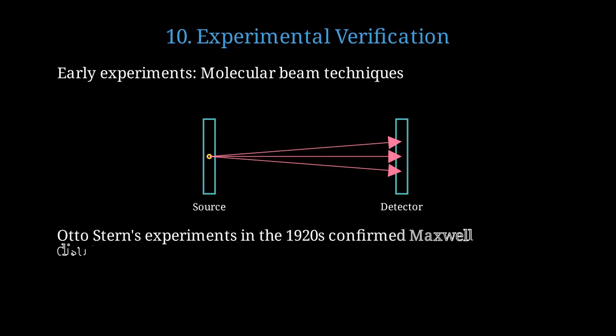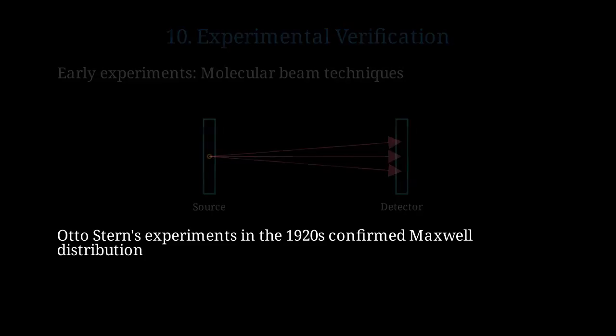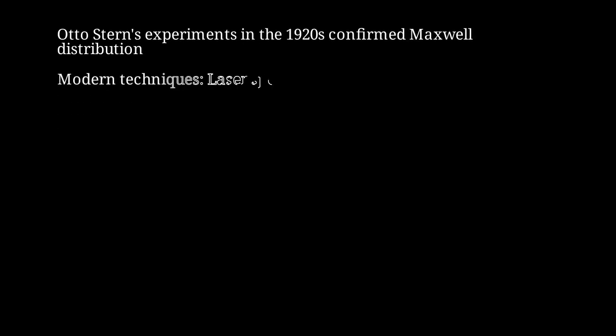Otto Stern's famous molecular beam experiments in the 1920s provided direct confirmation of the Maxwell distribution. Modern techniques like laser spectroscopy and time-of-flight measurements can measure velocity distributions with incredible precision. When experimental histograms of molecular speeds are plotted, they match Maxwell's theoretical curve with stunning accuracy.